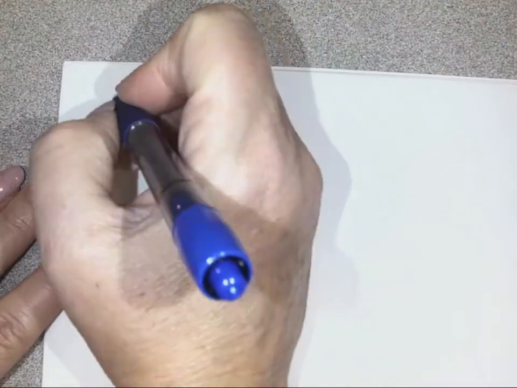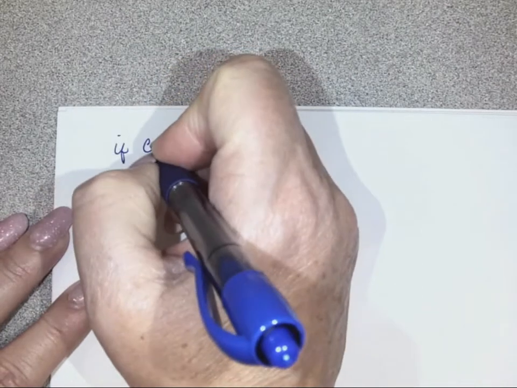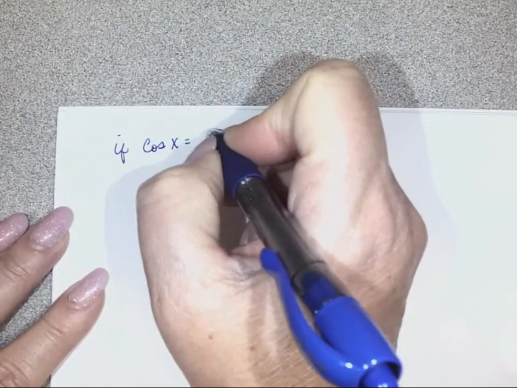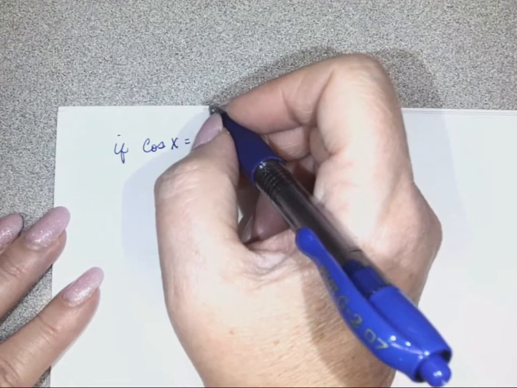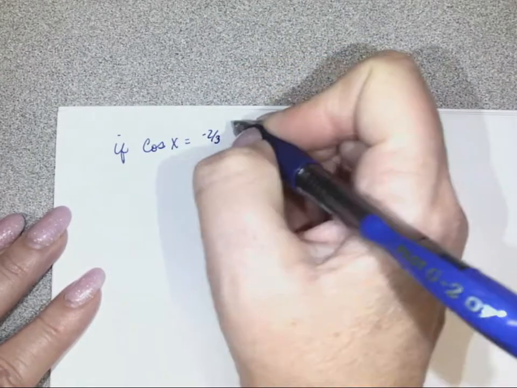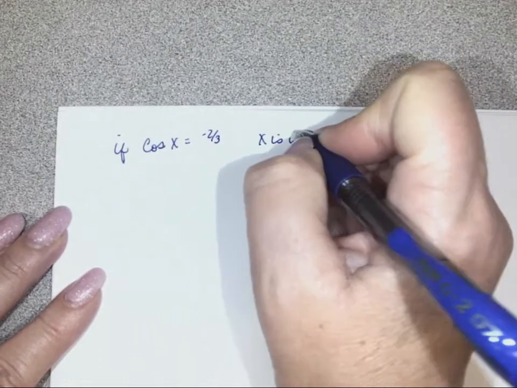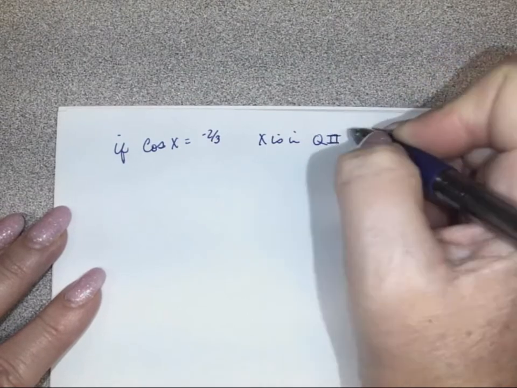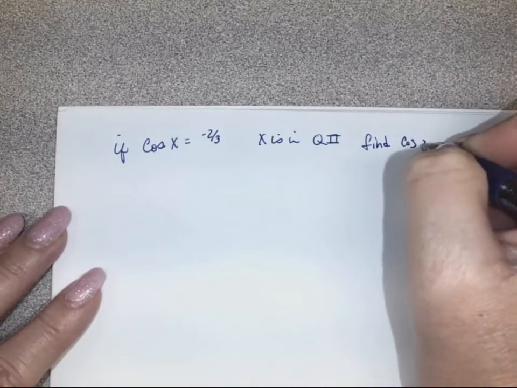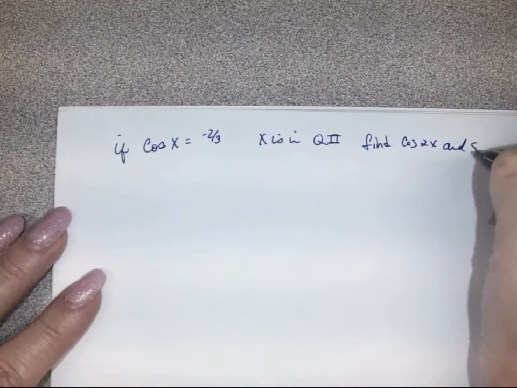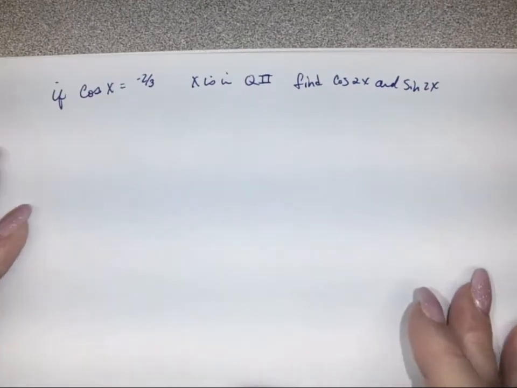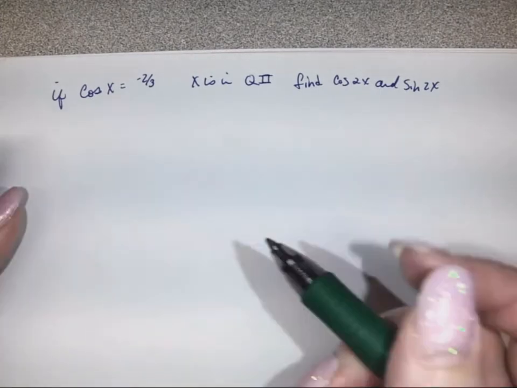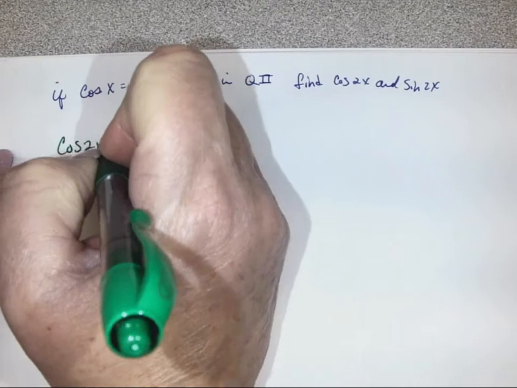Alrighty, so let's go to our first example. So we're looking to see that if the cosine of x is equal to negative 2/3 and x is in quadrant 2, we want to find cosine of 2x and the sine of 2x. So we're going to find two things. So the first thing we're going to find is the cosine of 2x.